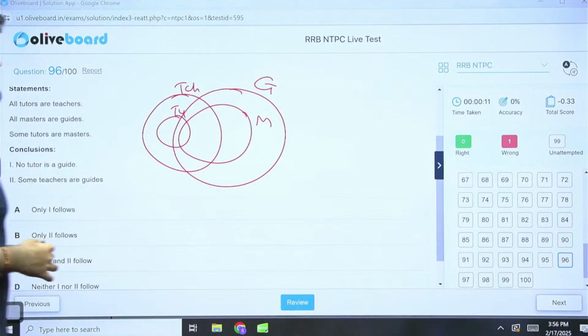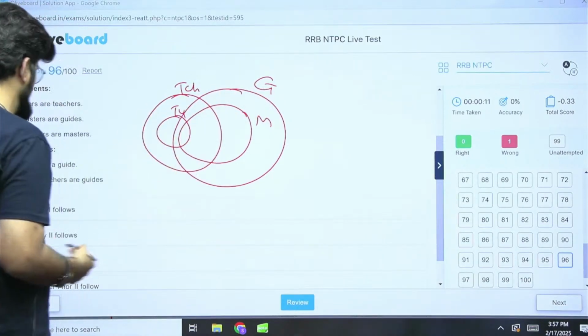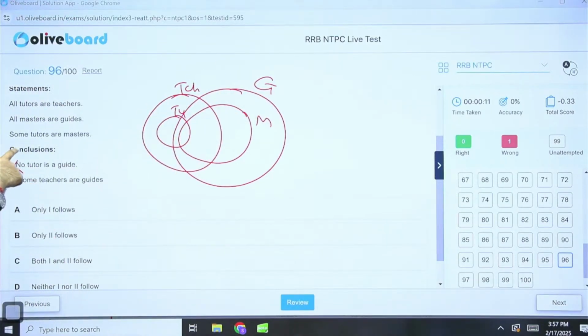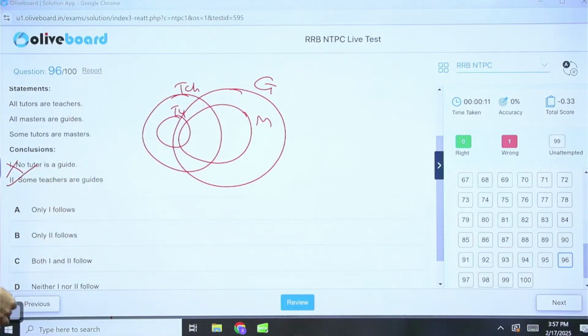That is the least possible representation, the minimum possible Venn diagram, wherein you are not assuming anything extra. No tutor is a guide. Can I say no tutor is a guide? No, some tutors are definitely guides. So this one becomes incorrect. Some teachers are guides. Yes, I can clearly see that pattern. So only 2 follows. Option B becomes my right answer.